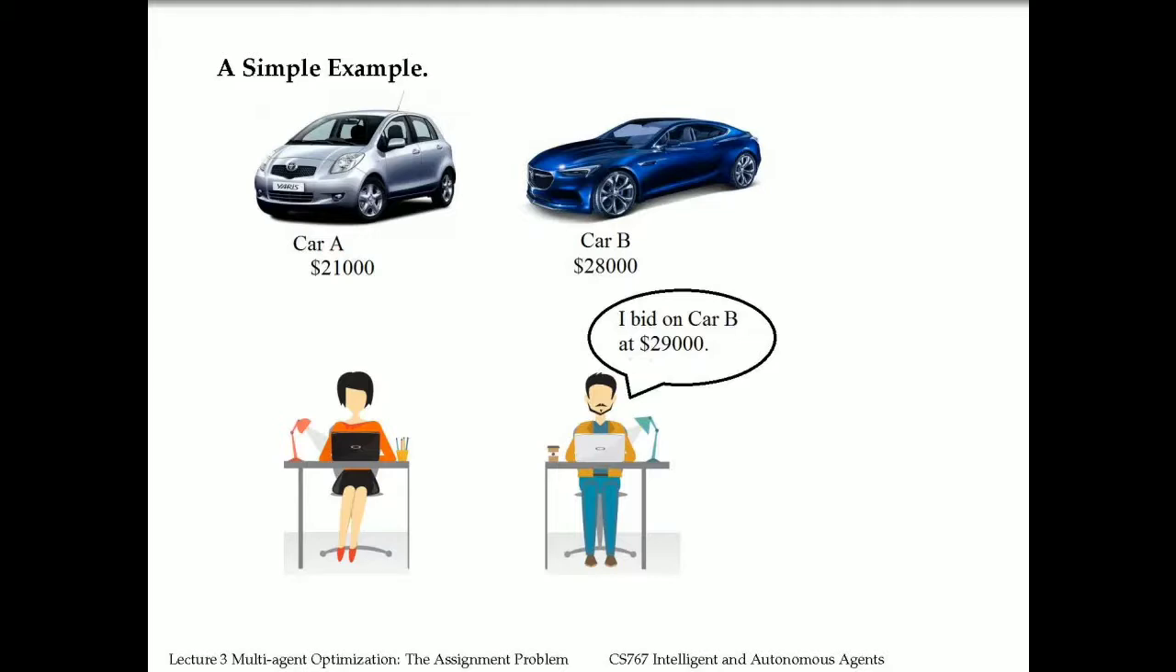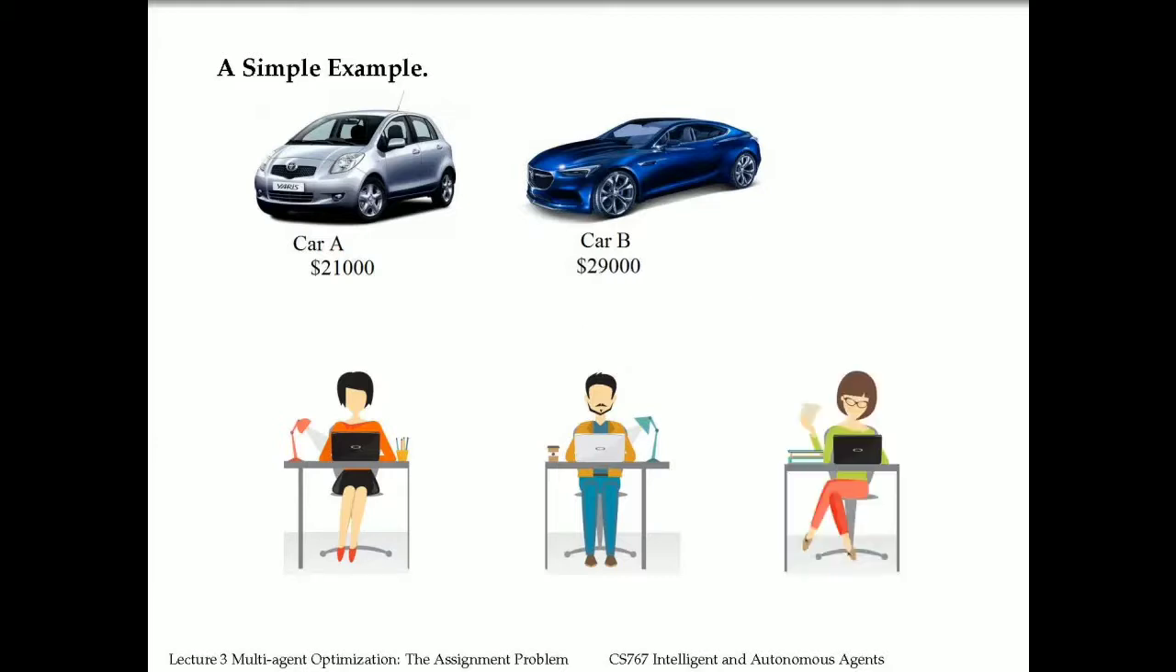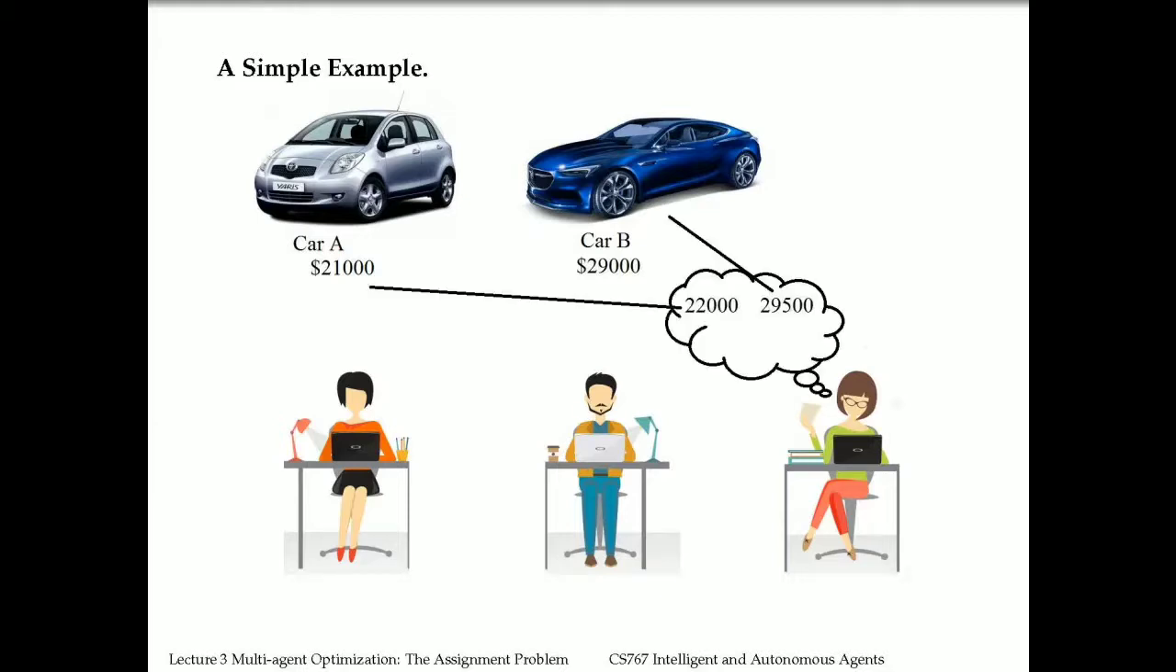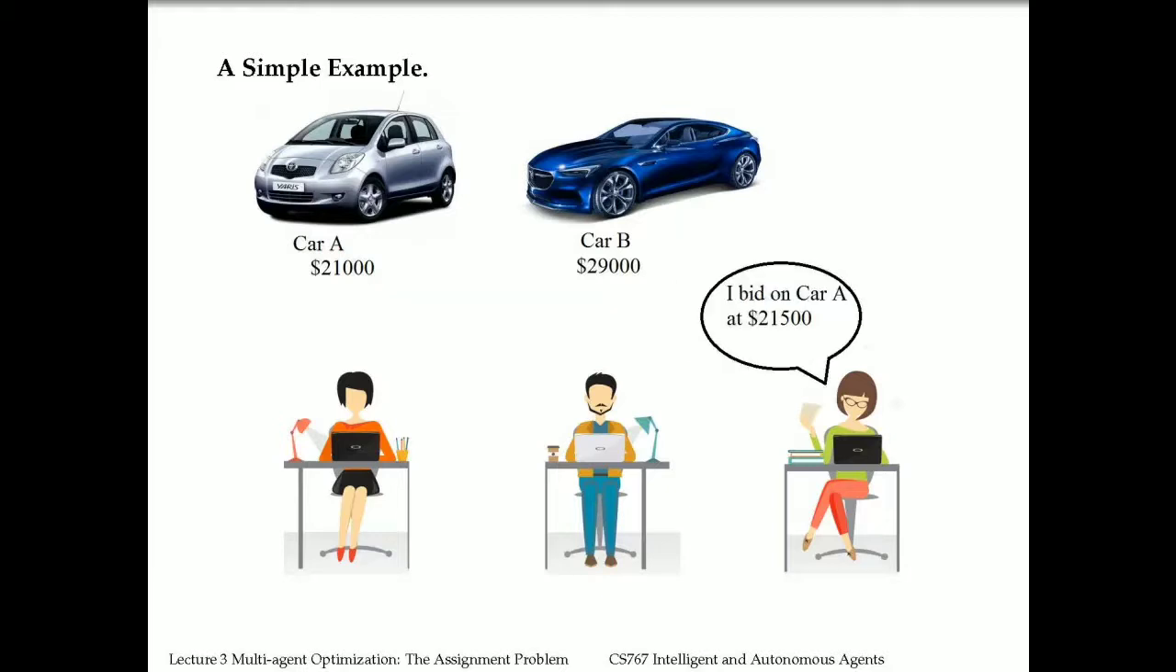So he will bid at $29,000, and now suppose a third person comes and looks at the price of these two cars. If you look at the two cars, car A will give the third person $22,000 of utility, and car B will give the third person $29,500, and therefore, very naturally, the third person would like to bid on car A at a price of $21,500.